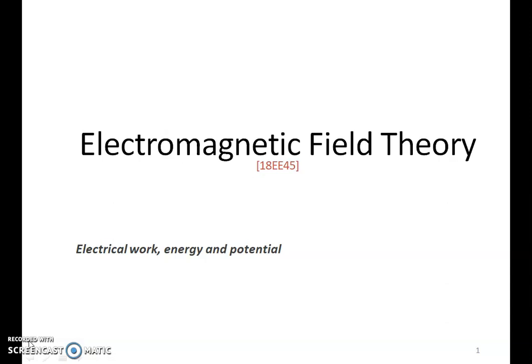that is electric work, potential, energy, and the types of conductors and materials. So in the first part of the second module, we will study the potential and energy in the electric field. In this video, we are going to learn what is electrical work done and potential difference at a particular point.